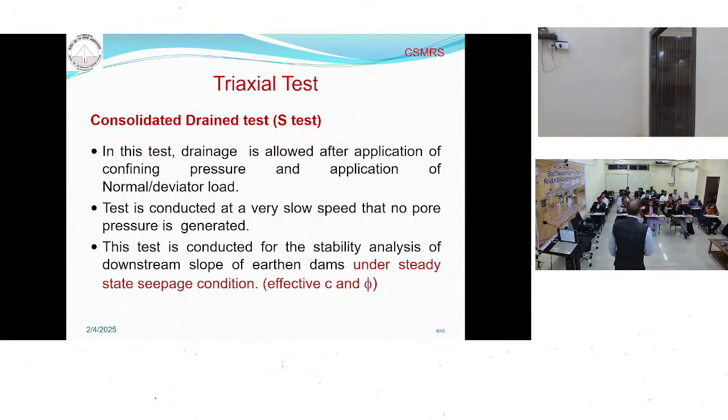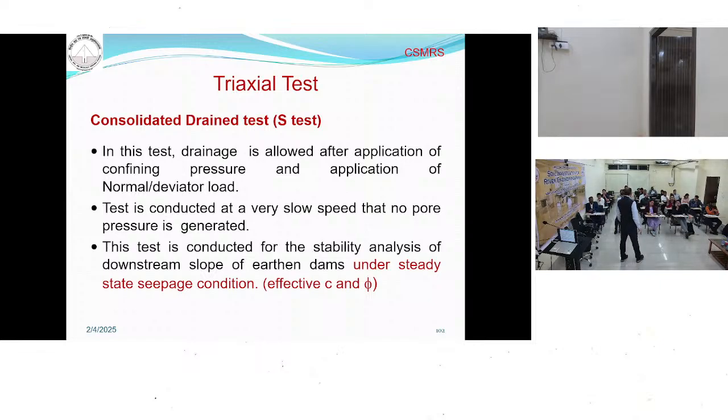So the consolidated drained test, what is this test? I told you two conditions, let me tell you the third condition. You have completed your dam, and your dam is operating. So what will happen? Every time there is some seepage from the downstream face. Under those conditions, what is the stability of the downstream face? To check the stability of the downstream face, we conduct this test.